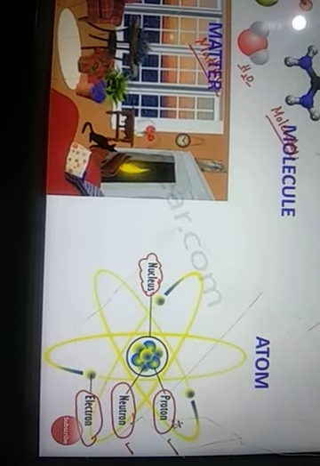So when you look at the structure, there is a central core which is positively charged and it is called the nucleus, and it contains 2 particles, proton and neutron. Protons are positively charged particles and neutrons are neutral. Therefore the net charge of the core is positive, whereas electrons are negatively charged particles and they revolve in this orbit.